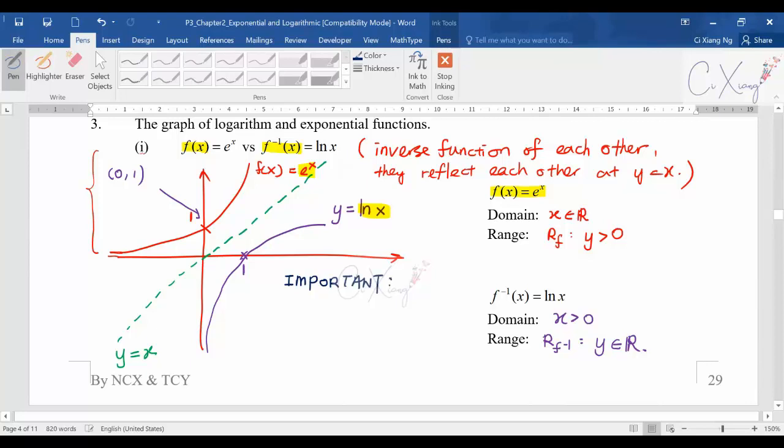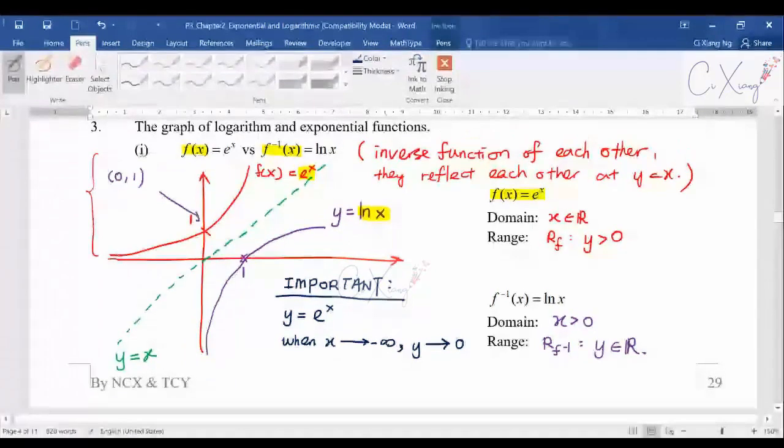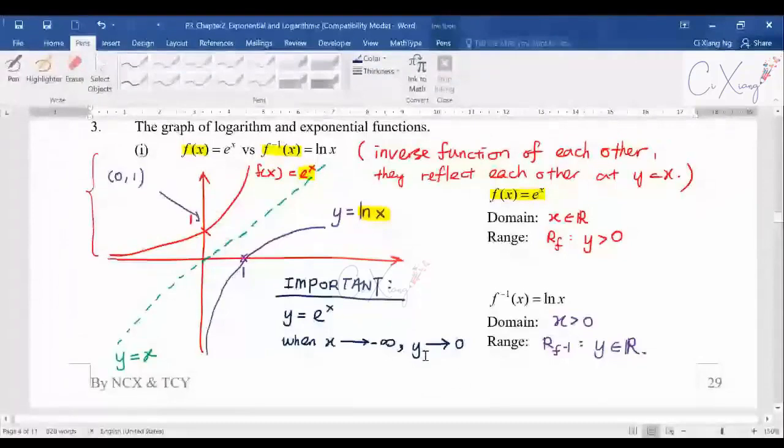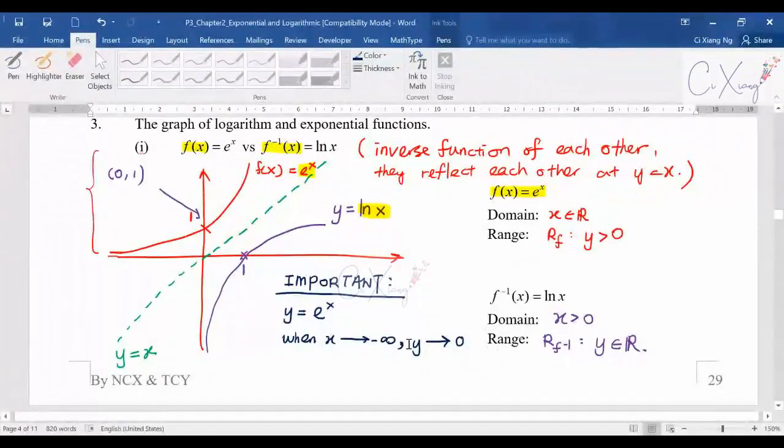The important result is, when you have y equals e power x, when x goes to negative infinity, your y is getting closer to 0. This is the e power x graph, right? When x goes to negative infinity, you will see the graph getting very, very close to the x-axis, and the value is very, very small. But it will not touch the x-axis. So when you write it out, it will be y getting closer to 0. Please make sure you remember this result because we will use it in chapter 5, integration, later.